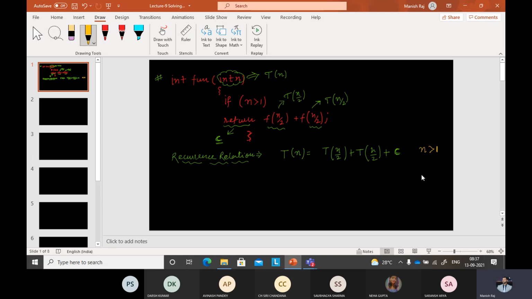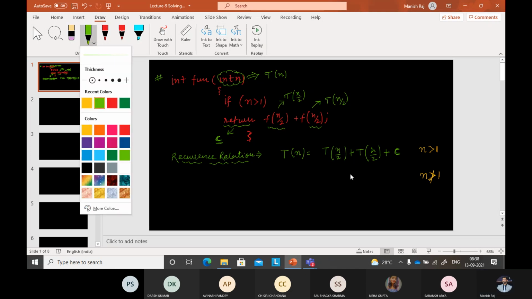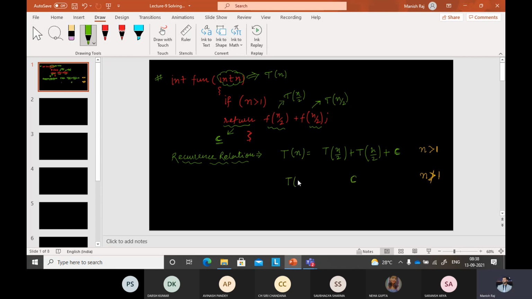And if n is not greater than 1, or equal to 1, what will the situation be? Maybe this code will not work, but it will compare, so it will take some time. So I can write T(n) is equal to c when n is not greater than 1. This will be my recurrence relation for this code. Is it okay? This is how we write it; in the last class we saw this part. Please tell me, is it okay?